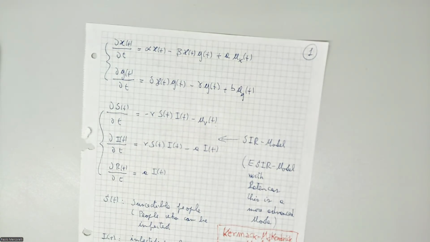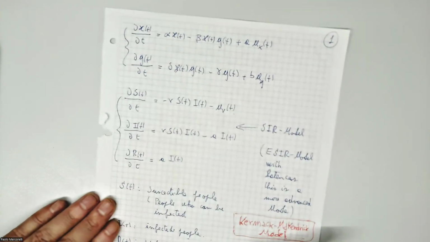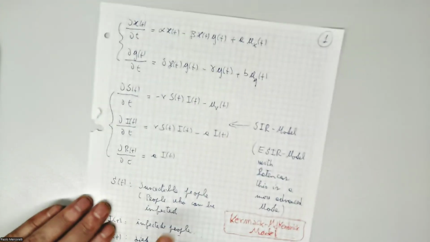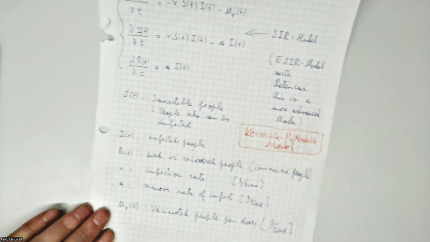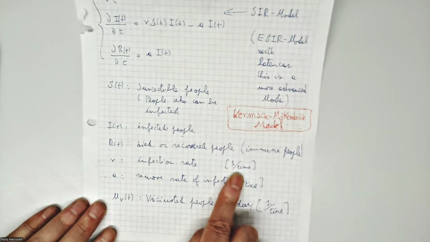What about the constants, which are extremely important? R is the infection rate. A, which is here and here, is the removal rate of infected. We can see in any case 1 divided by time, or time to the power of -1.